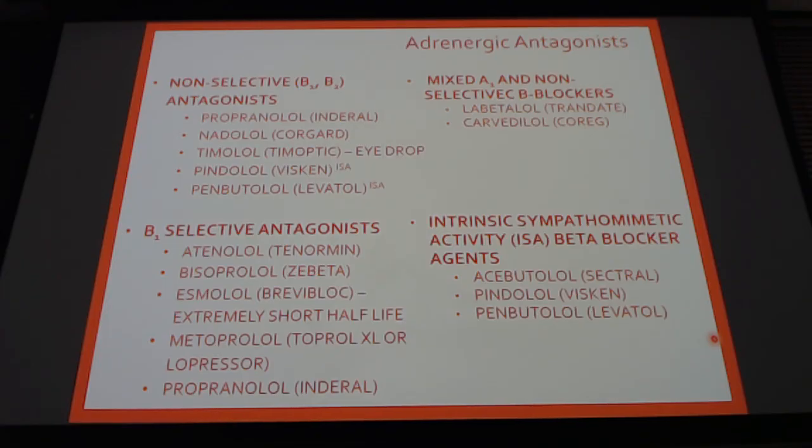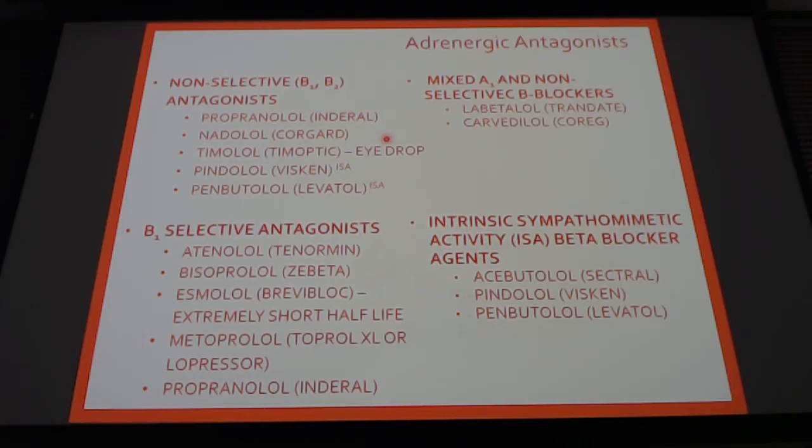All right, your adrenergic antagonists. So we have different types of beta blockers, so to speak, that you have. When you look at these, you see that these all end in -lol. Okay. Remember that for your beta blockers, another word for a beta blocker is the adrenergic antagonist, okay? So you have your non-selective, selective, mixed, and then your intrinsic sympathomimetic activity or ISA beta blockers.